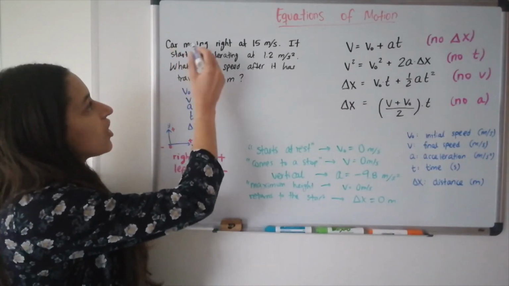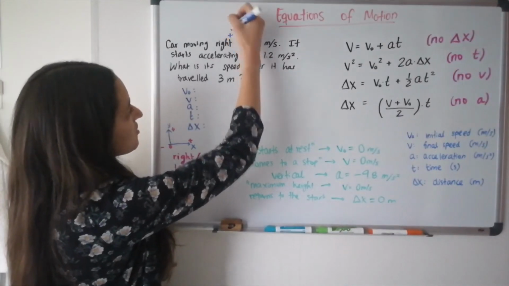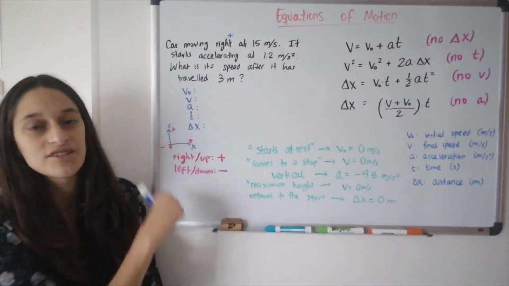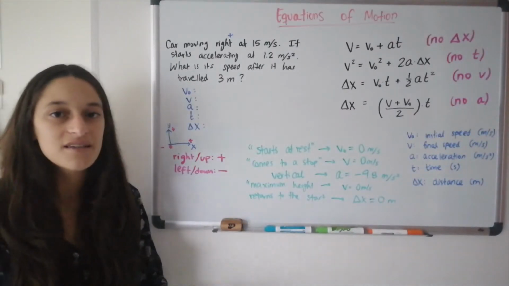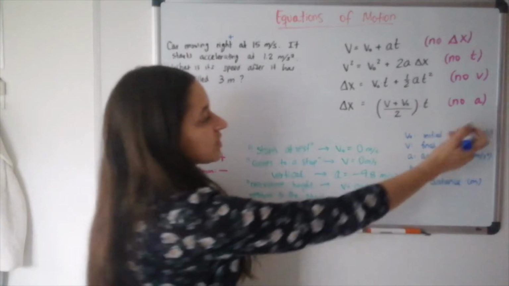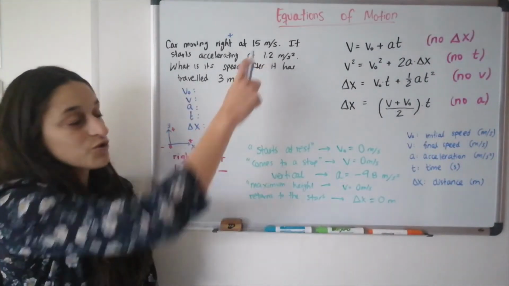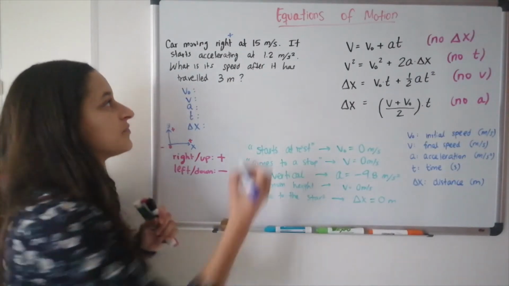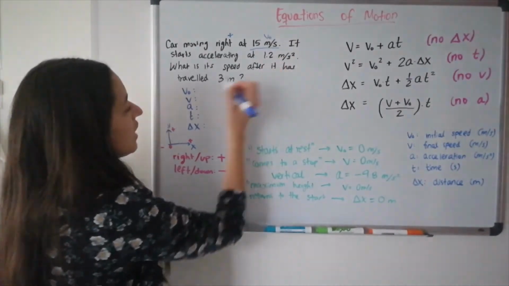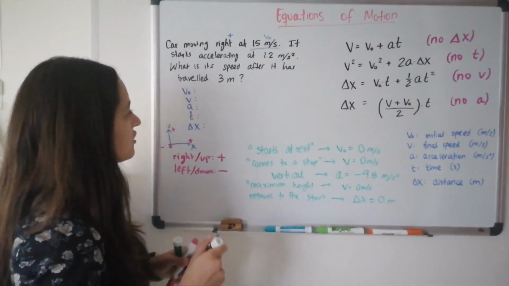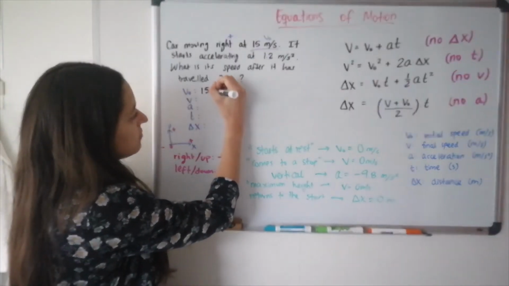So I start reading. Car moving to the right. To the right means it's positive because of this notation. So a car moving to the right at 15 meters per second. If you don't know if that's a time, a speed, a distance, you can look at the units. Meters per second has to be either initial speed or final speed. So 15 meters per second is our initial speed. So here we found our initial speed and we can put it in here. So V0 is going to be 15 meters per second.